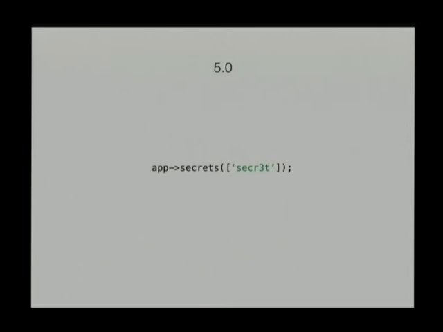So in 5.0, we've turned the secret into an array of secrets. You just add new secrets to the start of the array. The first one is then used to sign new sessions, but all of them are used to validate existing ones, and so on. This is called rotating secrets.